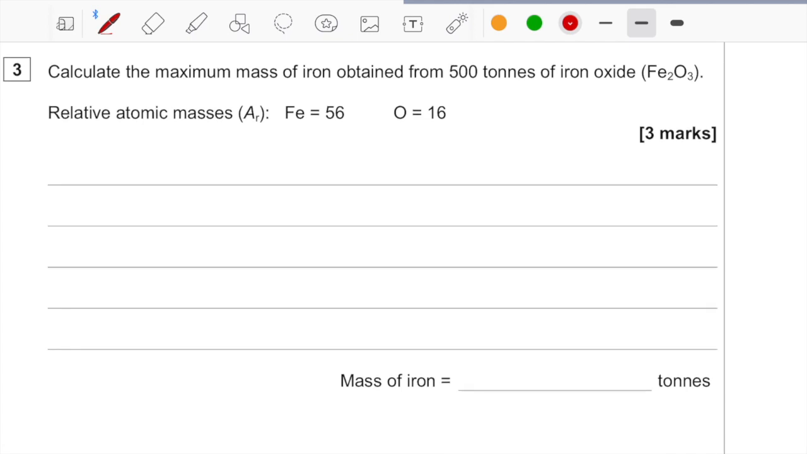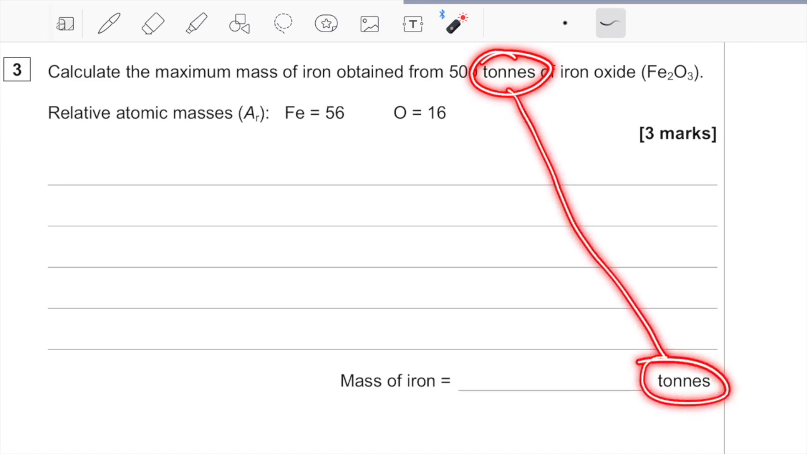Okay. Now we've got a mass calculation. Calculate the maximum mass of iron from 500 tons of iron oxide. Now we look at the tons and we can be thinking, oh my gosh, I've got a big unit conversion here. However, our final answer is also in tons. So we can get away with not having to convert the units because our starting units and our final units are the same.